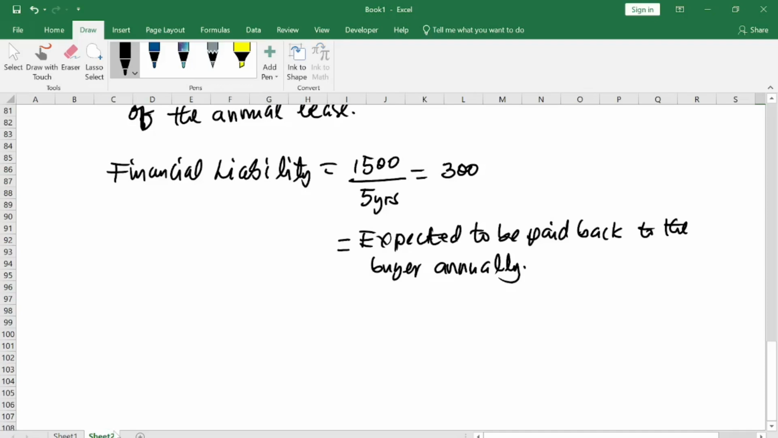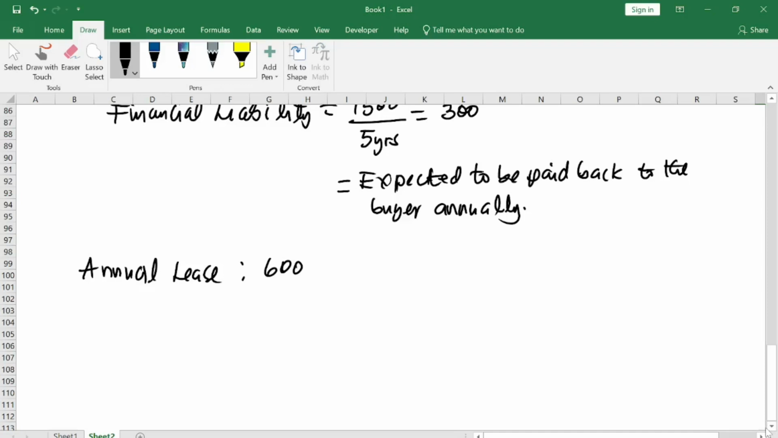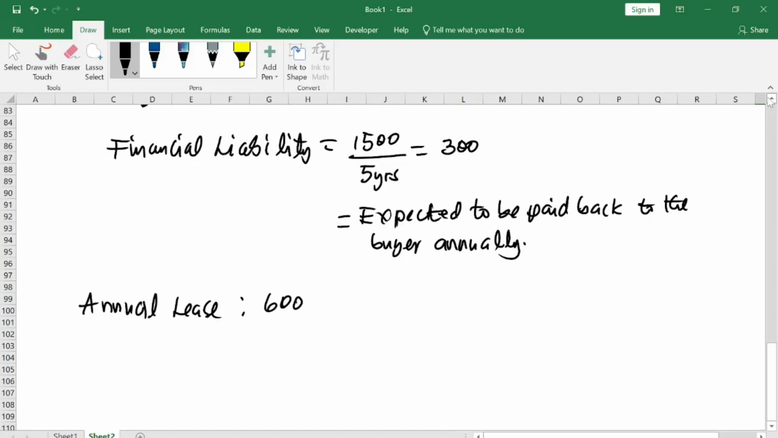So now that we know we are going to pay this money back annually, what next? We know our annual lease. Now we are coming to do the adjustment. Annual lease to be 600,000, right? The lessee will pay this money to the lessor annually. And remember, the lessee is the one who sold the asset to the buyer. When he sold the asset, there's an excess of 1,500, 1.5 million. So this 1.5 million has to be paid back.